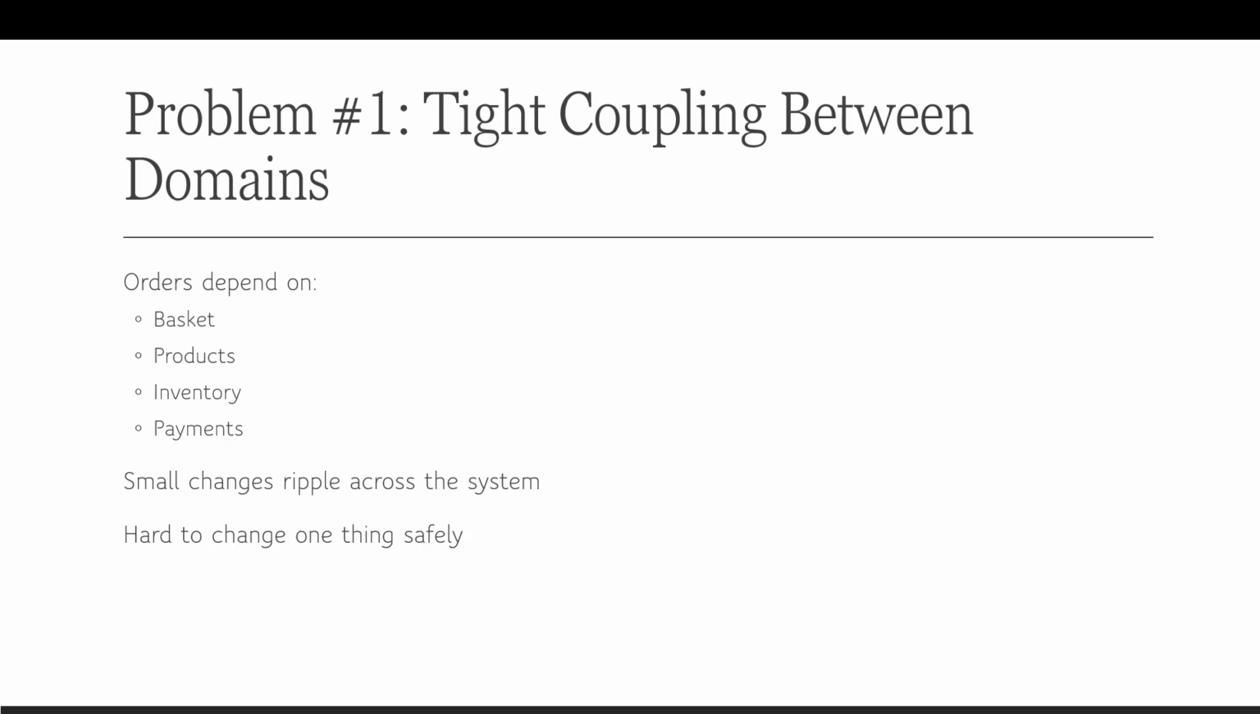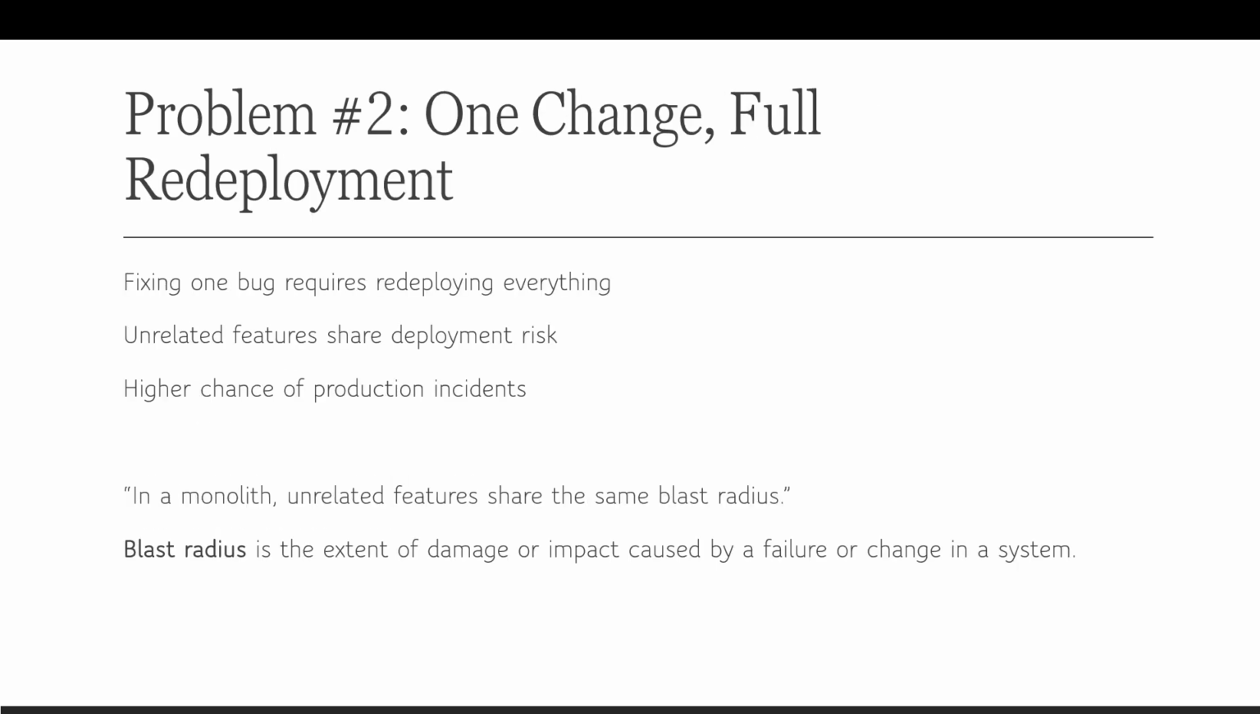If we look at the domains, order itself depends upon basket, products, inventory, and payment. So if there is a small change, it will ripple across the system, and it's hard to change one thing safely because it's very tightly coupled. The second thing: if we make just one change, we have to deploy everything. Fixing one bug requires redeploying everything. So this is another problem.